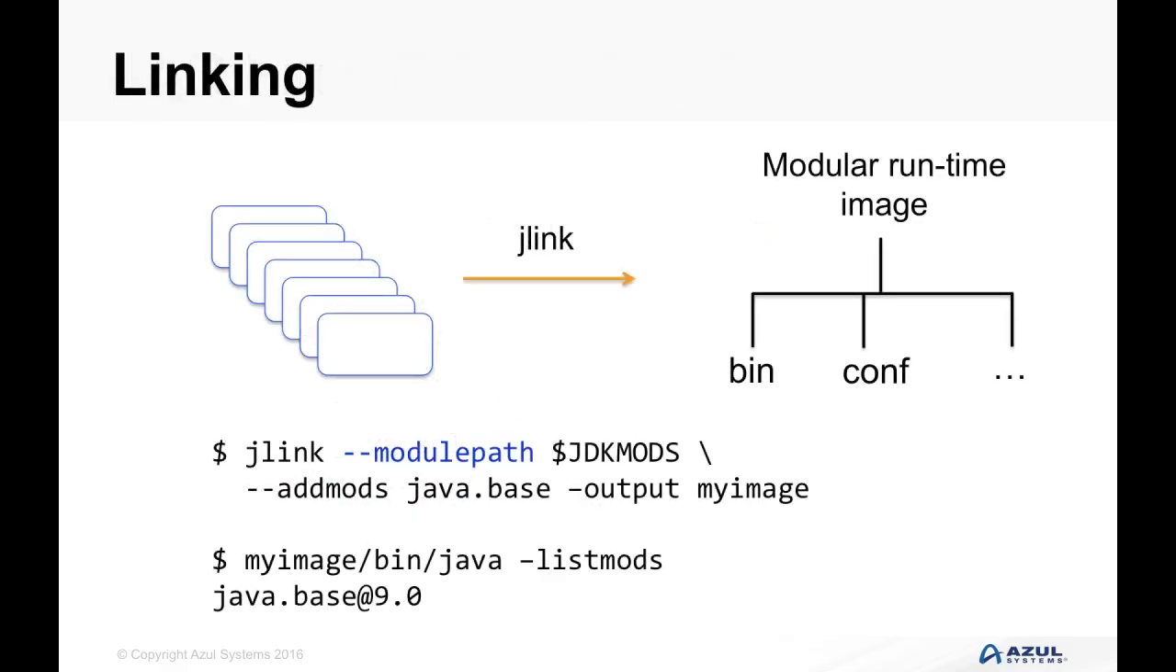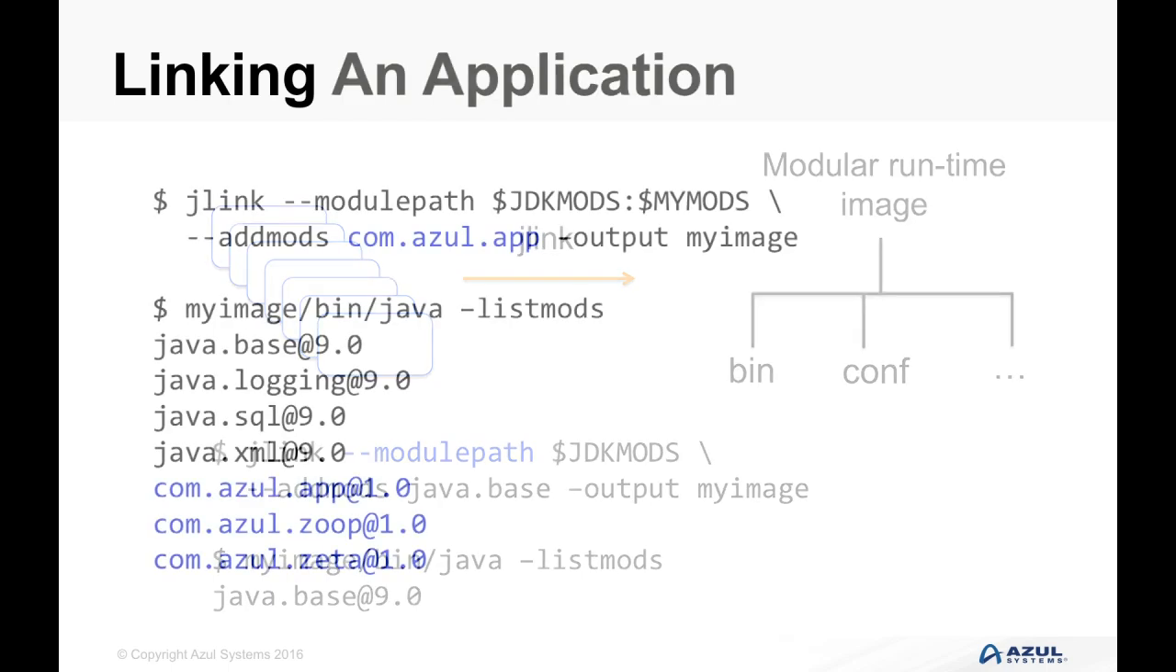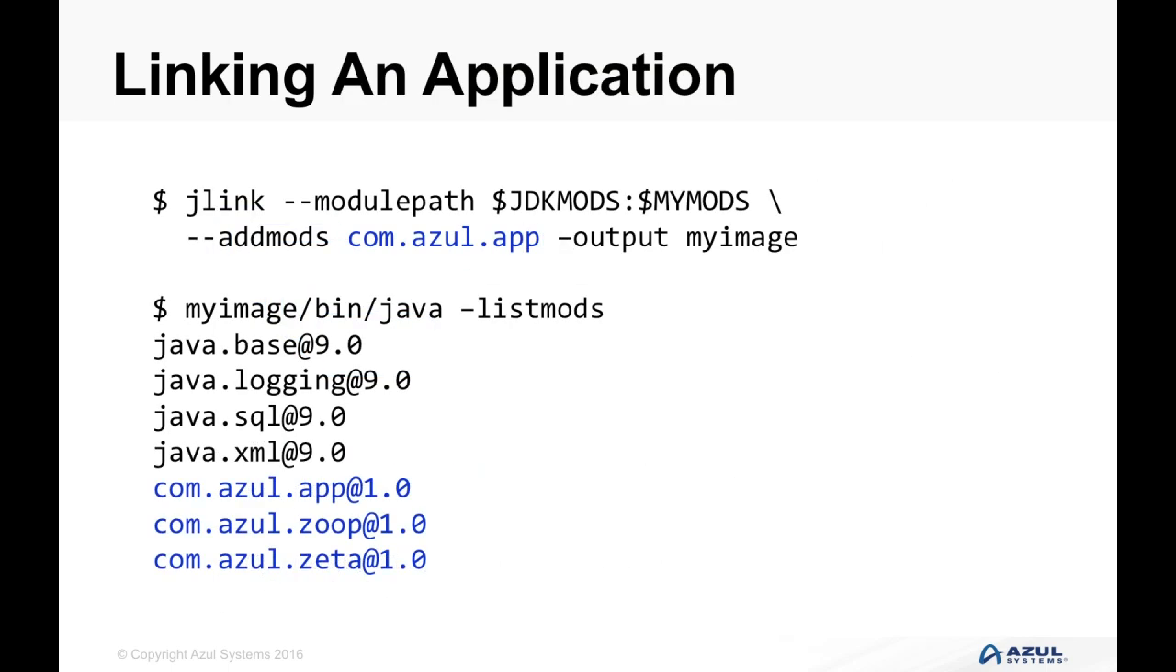Linking. Linking is the idea of taking modules and bundling them together with the runtime. So you take the JVM, you take modules that you have built, modules that are required from the JDK, and create a runtime environment that only has the modules you need to run your application. How you link an application is using jlink. And you can specify a module path. You can specify, in this case, the app that we saw earlier.